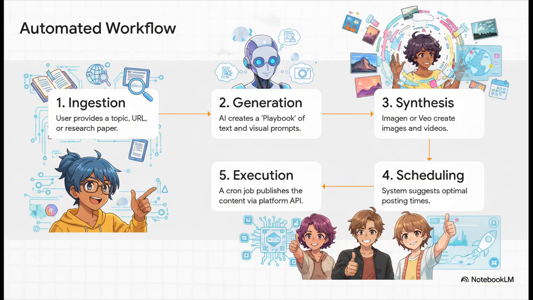And the actual workflow for a user is incredibly simple. It's basically 5 steps. First, you just give it some fuel. It could be a simple topic, a link to an article, or even a super dense research paper. Then, step 2, the AI gets to work and creates what's called a playbook. This is the whole game plan, with all the text, post ideas, and even prompts for visuals.